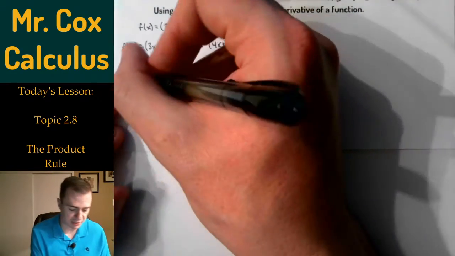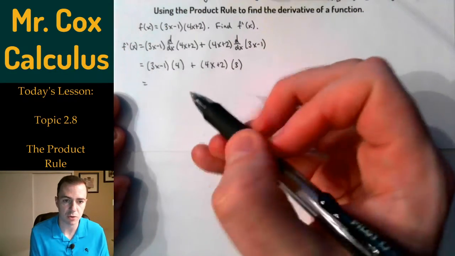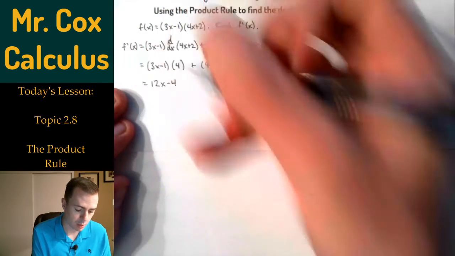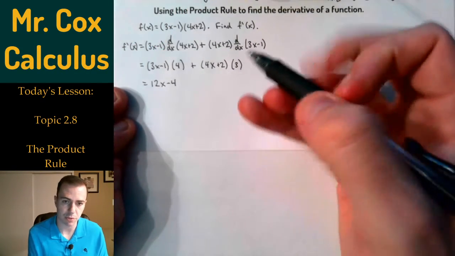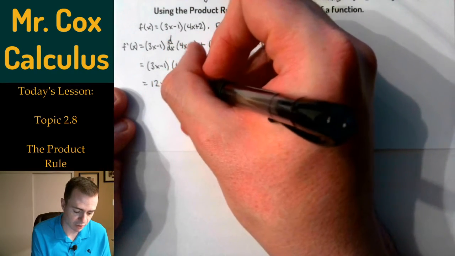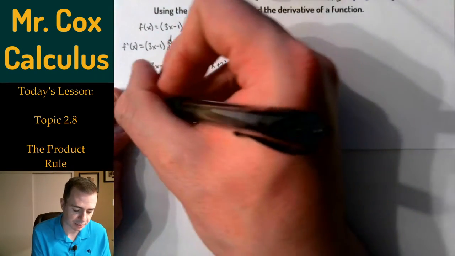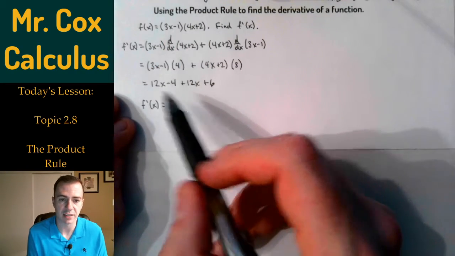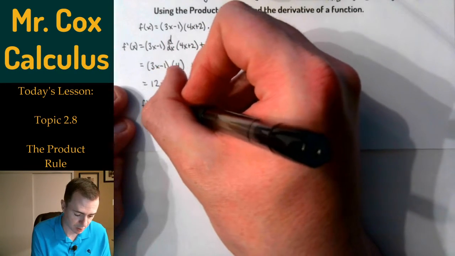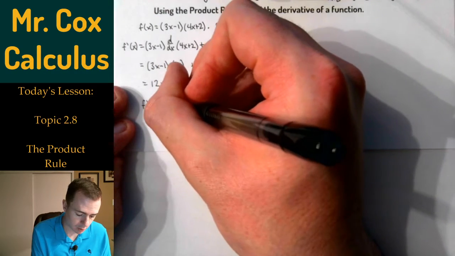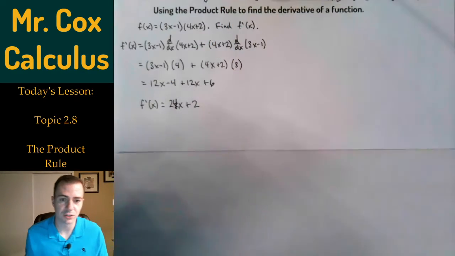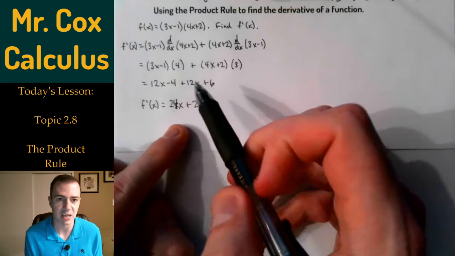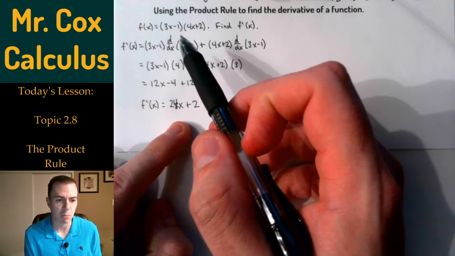And now if I do my simplification here, if I distribute 4, I get 12x minus 4. And if I distribute 3, I get plus 12x plus 6. And if I simplify that further, I get f prime of x is equal to 24x plus 2, which was the result we anticipated getting. That was the exact same result we got when we multiplied it out.